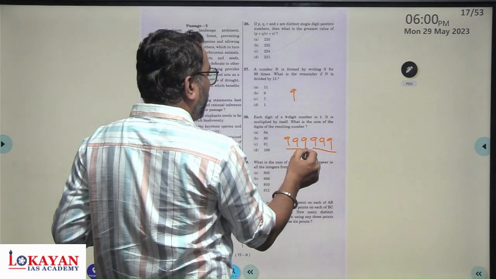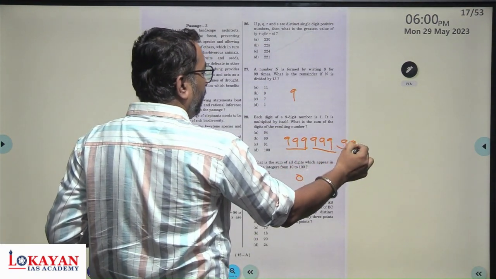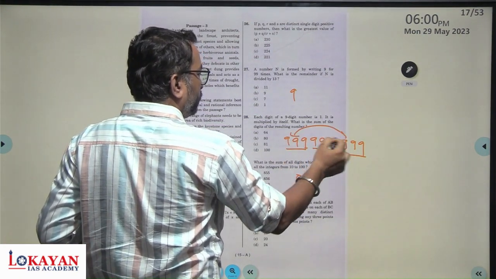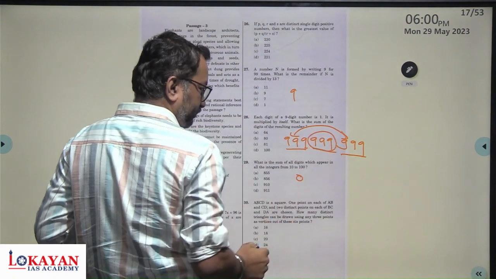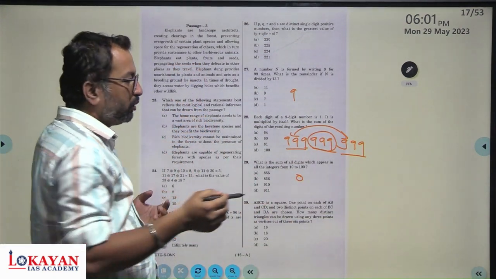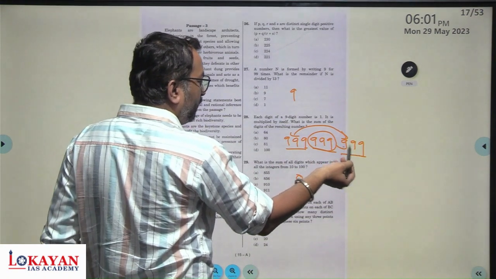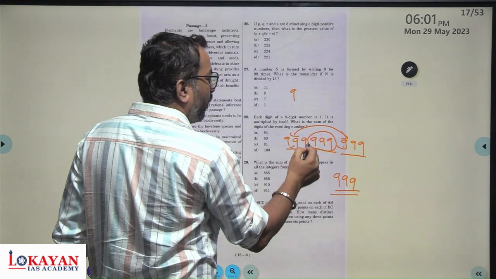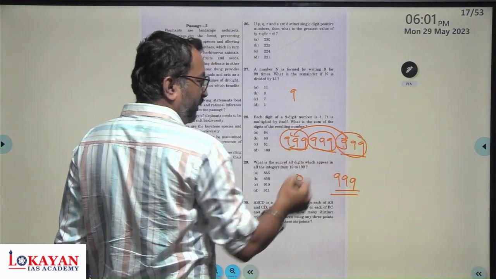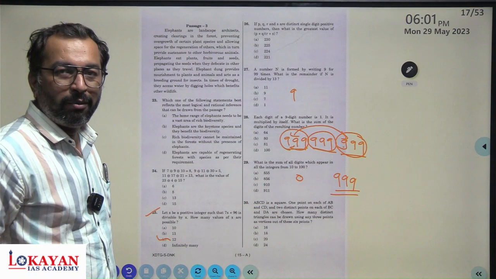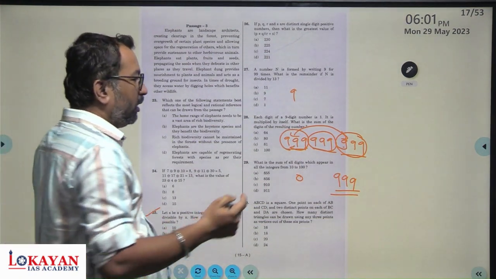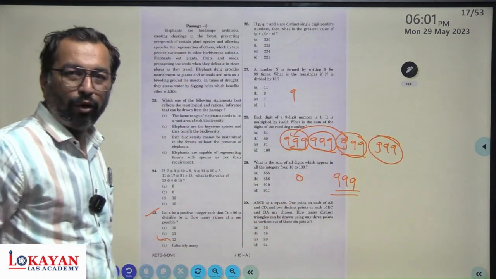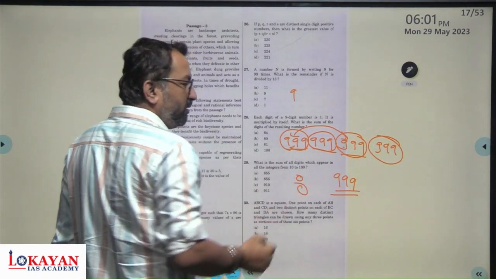Now how many such groups do we have? Suppose I write another 999, so that is 3 groups. Add alternate groups and subtract the remaining groups. So what will be the subtraction here? 999 plus 999 minus 999, so it will give me 999. That means if there is an odd number of groups, 3 groups, it will not be divisible by 13. That will give some remainder. If I write one more, then there will be an even number of groups, and the remainder will be 0.